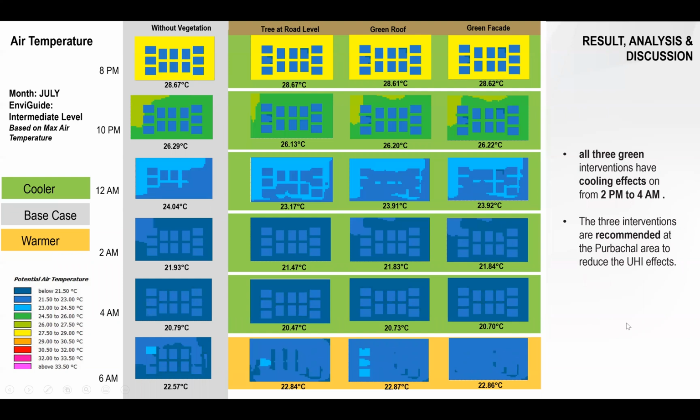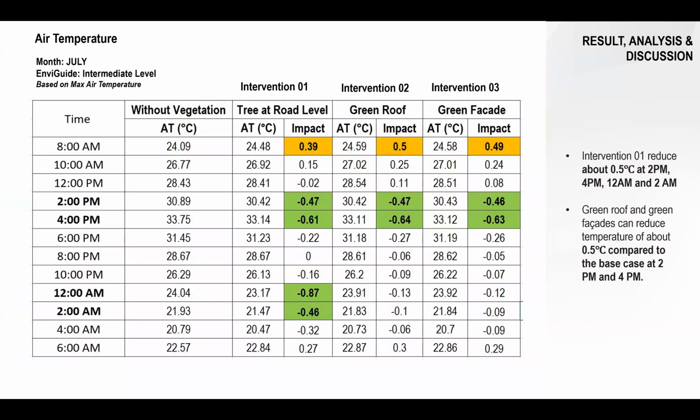And another interesting finding is that we can see the cooling effect from 2 p.m. up to 4 a.m. So these types of green interventions are highly recommended to reduce the urban heat island effect in Purbachal area.